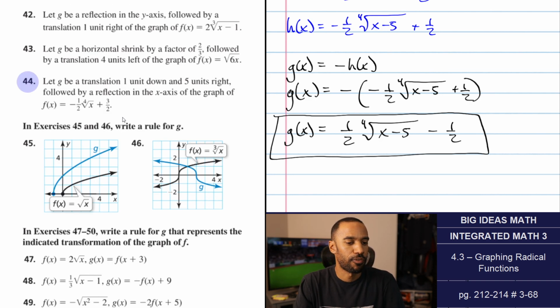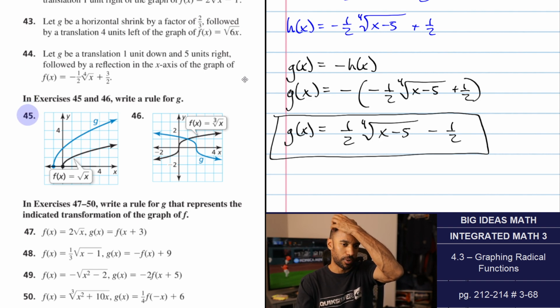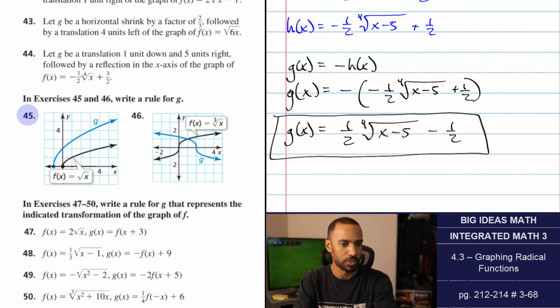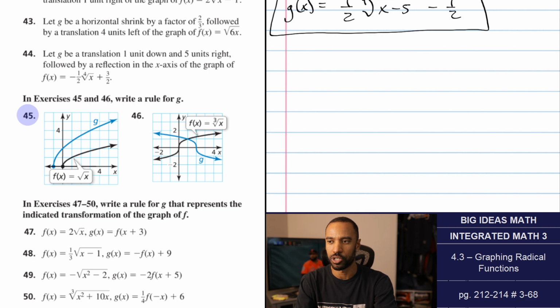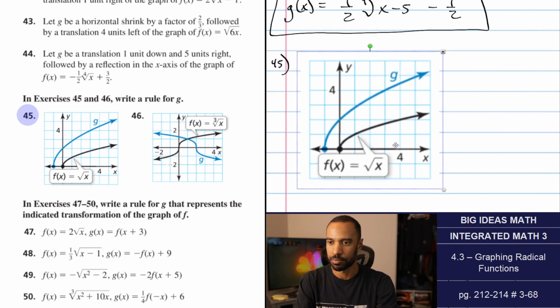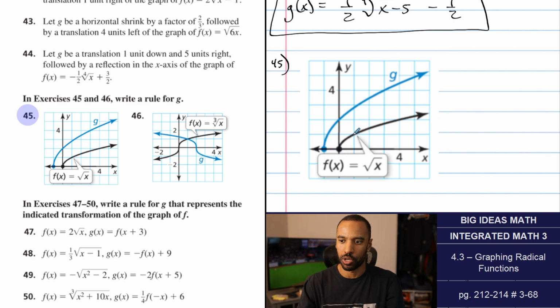Okay, numbers 45 and 46, write a rule for G. We have to identify kind of what's going on here. I'm definitely going to copy and paste this and find some reference points, see what's going on. So writing a rule is coming up with the equation based off of the parent function. So on number 45, our original parent function is that absolute value of x, okay? Notice that it is based off of our origin. We got 1, 1, and 4, 2, and stuff like that.